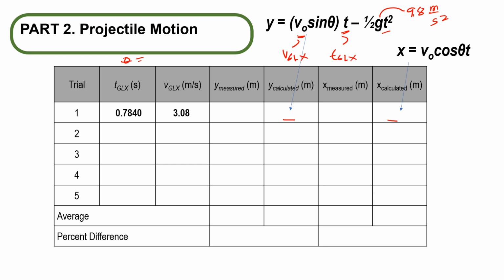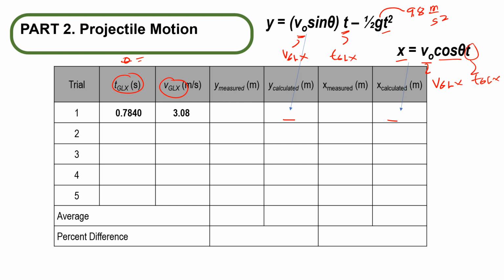And for the calculated x, we use this formula: x, the horizontal displacement, is equal to the initial velocity, which is the VGLX reading here, times cosine theta, multiplied by the time, which is also the TGLX. The TGLX again is in the second column. So these are the formulas that we are going to use to compute the calculated y and the calculated x.